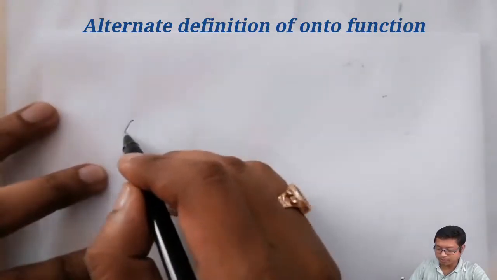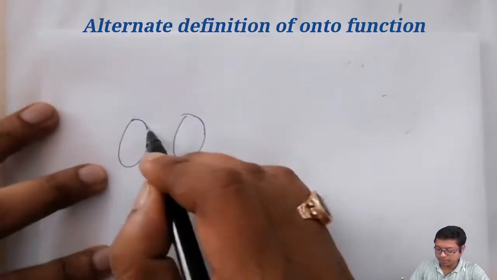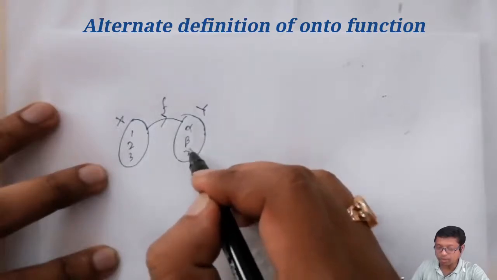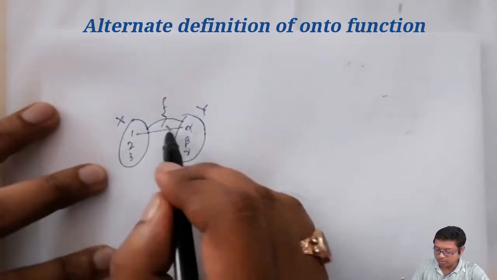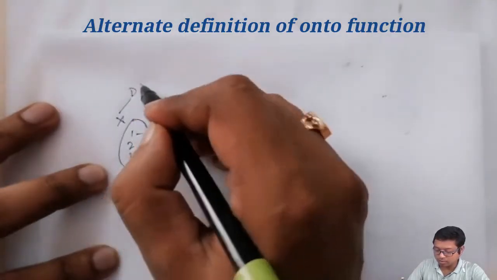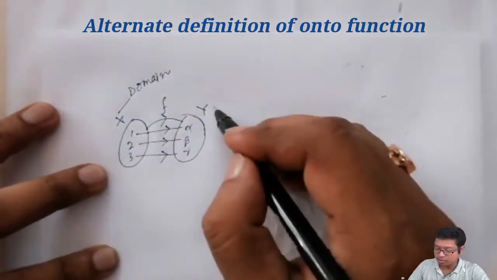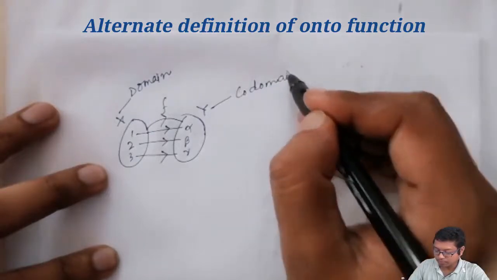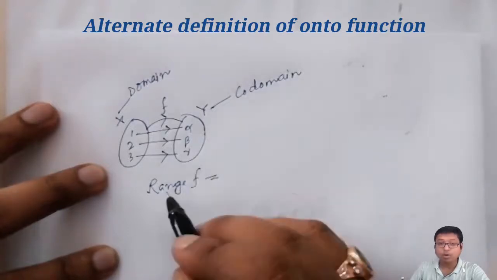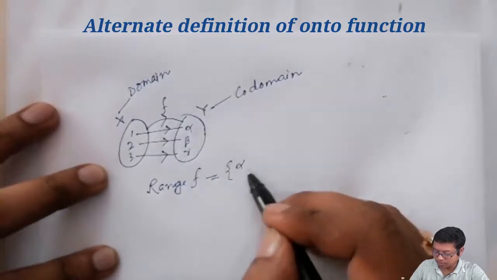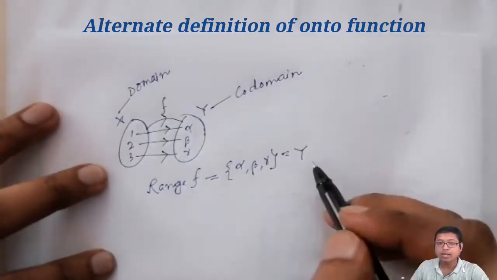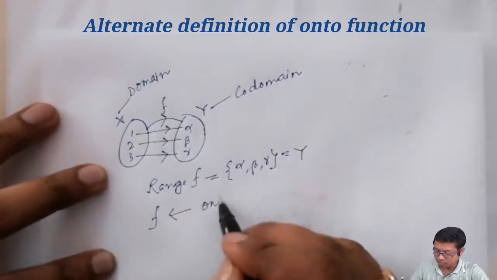Suppose I have a function that is going from X to Y. Suppose I have this 1, 2, 3 here, and alpha, beta, and gamma. Suppose 1 is connected to alpha, 2 is connected to beta, and 3 is connected to gamma. And this X is known as domain, and this Y is known as codomain. If I talk about range of f, then it is nothing but alpha, beta, and gamma, and this is equal to Y, that is nothing but codomain. So if range of f is equal to Y, then we say the function is onto. I think it is clear.